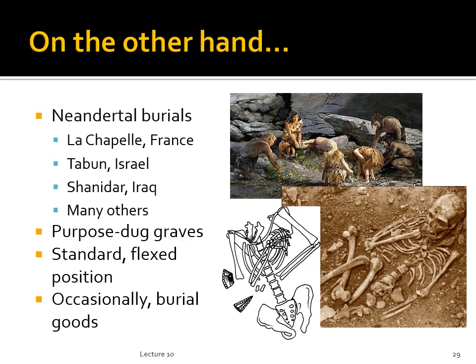On the other hand, one aspect of Neanderthal archaeology that does seem to strongly suggest symbolic thought is Neanderthal burial practices. The earliest unequivocal evidence of human burials occurs in Neanderthal sites like La Chapelle in France, Tabun in Israel, and Shanidar in Iraq. These burials are intentional, with purpose-dug graves, a standard position to the body, flexed, and often some kind of burial good like tools or animal bones.